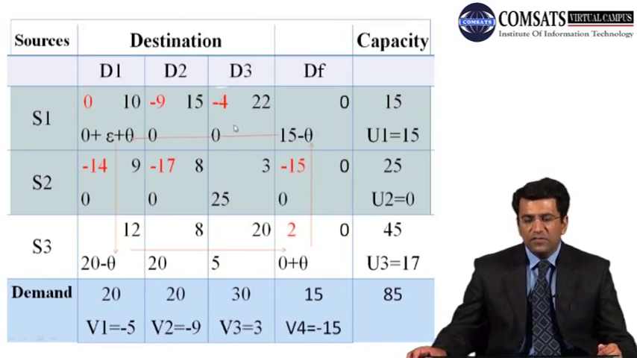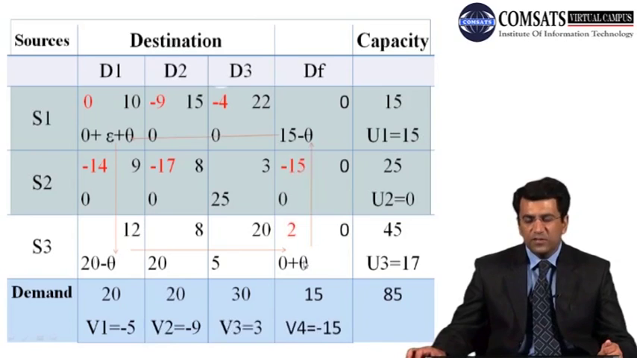Again, if we leave these empty cells, we can jump to this cell and we can add plus theta here, and in order to balance this particular column, again we can subtract minus theta here. So this is a closed loop, students. This is the closed loop, and after formulating this loop, as a next step we'll have to find the value of theta.